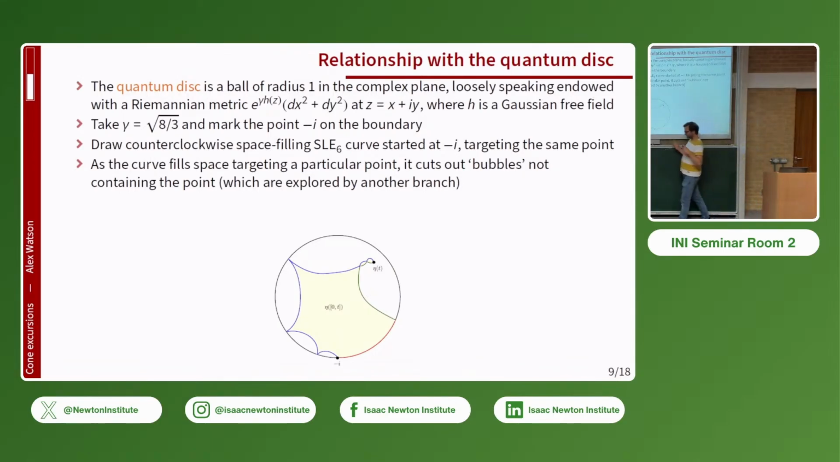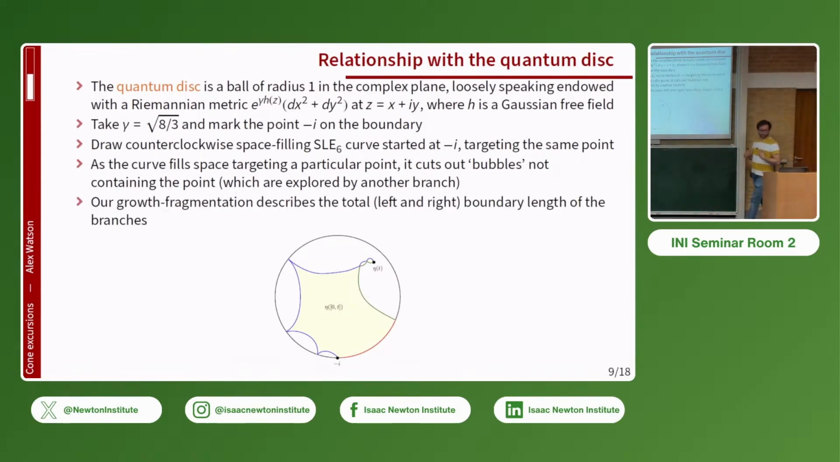The interesting thing is that this curve has branches. As it goes around and fills space, you can see here, for example, that it cuts out bits of the disk as it goes around. We call these bubbles. Those bubbles are the ones not containing the target point of the particular branch, and they get filled in by a different branch.